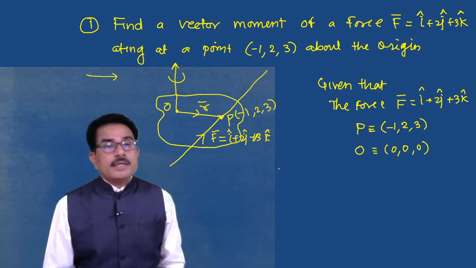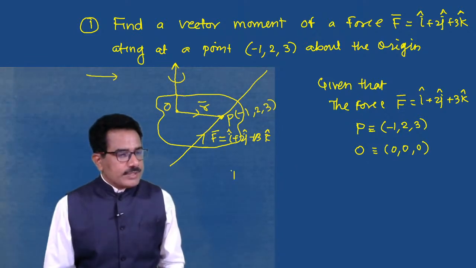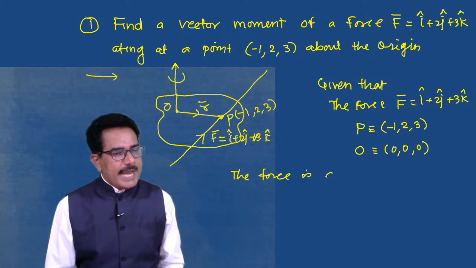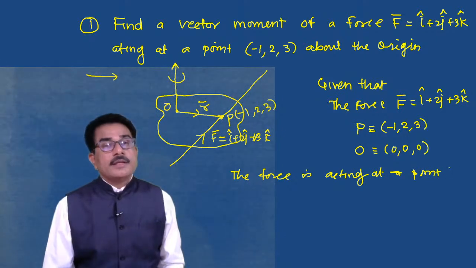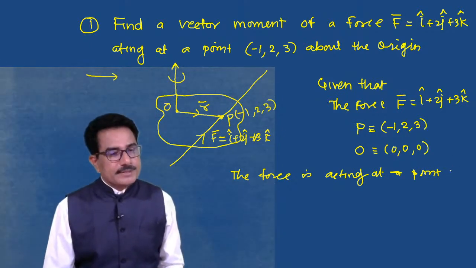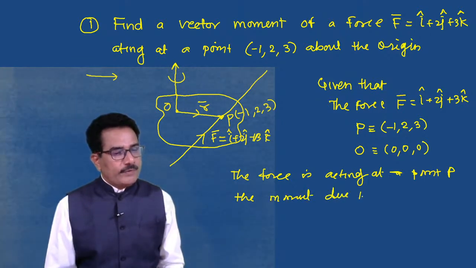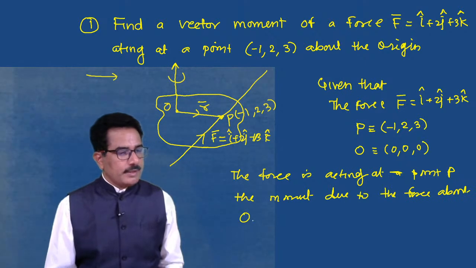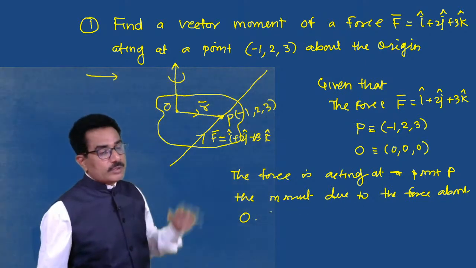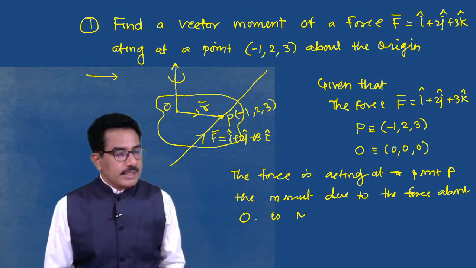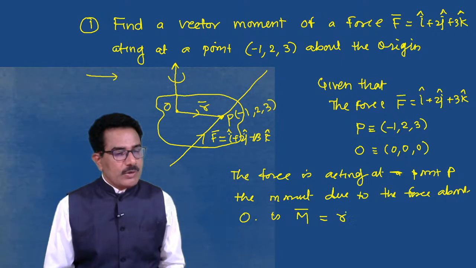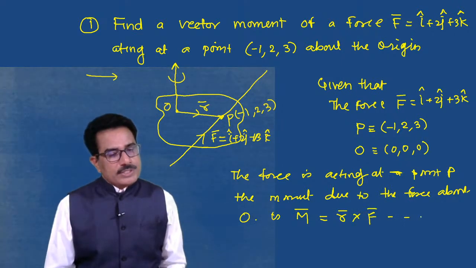The force is acting at a point. The force F is acting at point P. We have to calculate the moment due to the force F bar about point O. Suppose capital M bar is equal to R bar cross F bar. Suppose this is equation number 1.